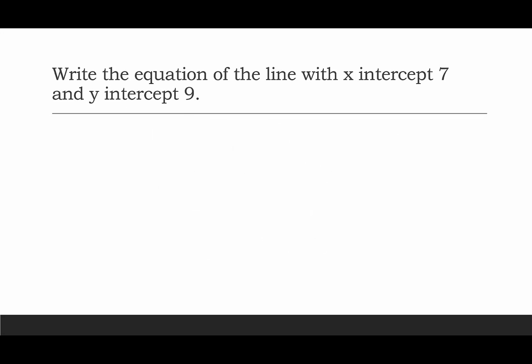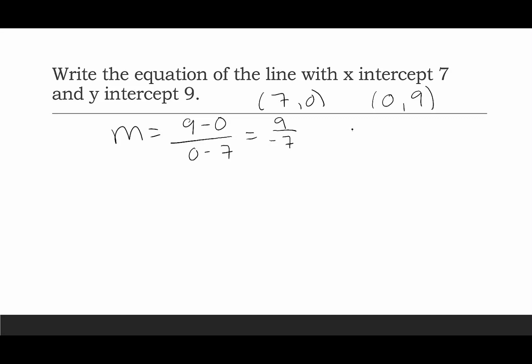This one says write the equation of the line with an x-intercept at 7 and a y-intercept at 9. Even though it's stated differently, this is very similar to our last example of having 2 points and coming up with the equation of the line. Here, I have the x-intercept is 7, so that says I have (7, 0). And then the y-intercept of 9 says we have (0, 9). So I have 2 points. Let's come up with the slope. The slope is the change in y, 9 minus 0, over the change in x, 0 minus 7. 9 minus 0 is 9, 0 minus 7 is negative 7. I have a slope of negative 9/7.